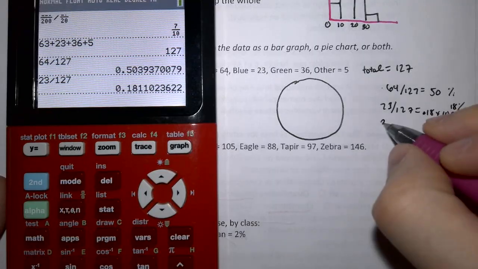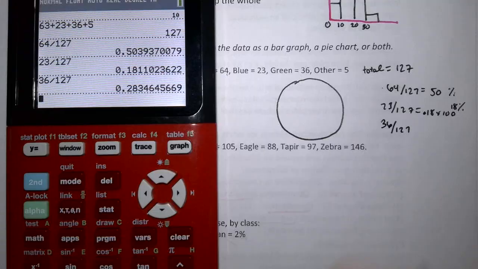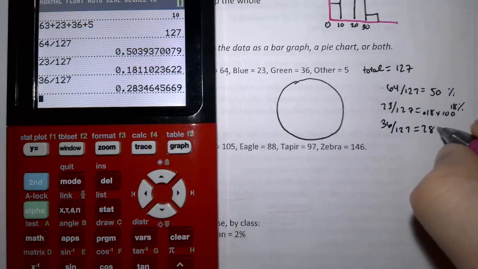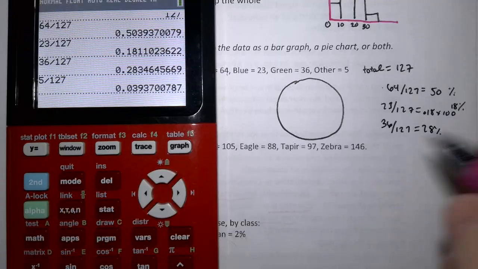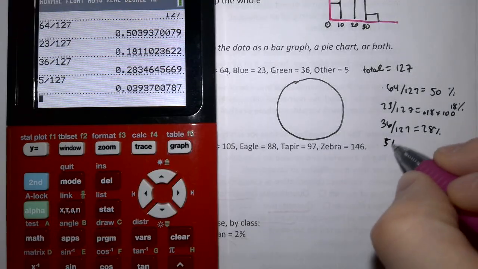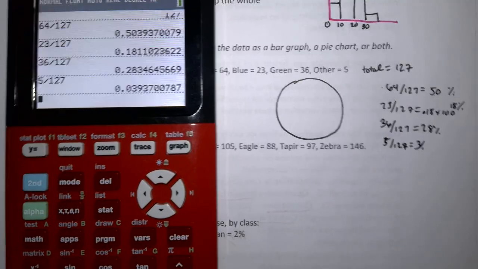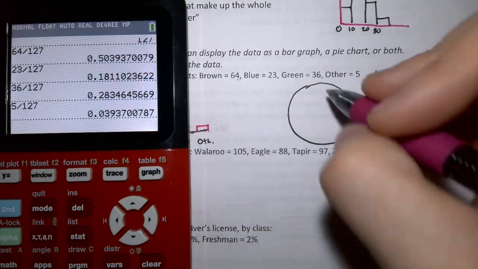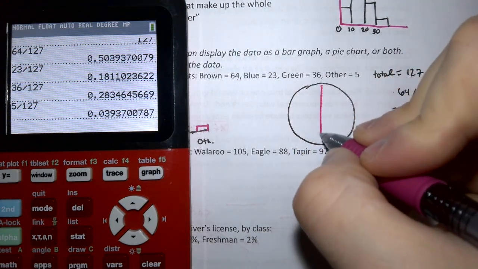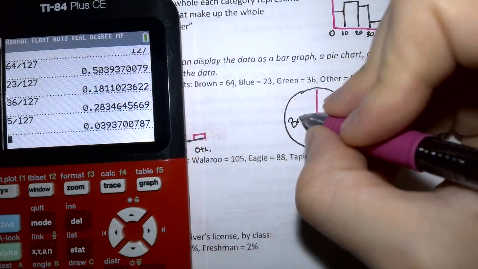And then we got to do 36 divided by 127. 36 divided by 127 is 28%. And then last but not least, 5 divided by 127 is a sliver. 5 divided by 127 is only 3%. Okay, so let's start with the most obvious one. The brown eyes, which is going to dominate 50% of this. So this is going to be brown.